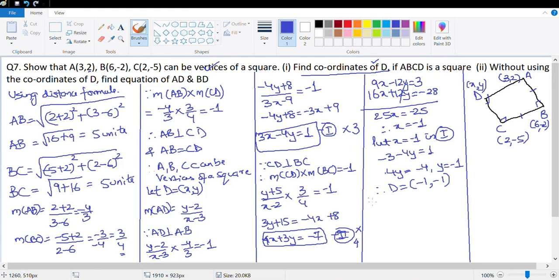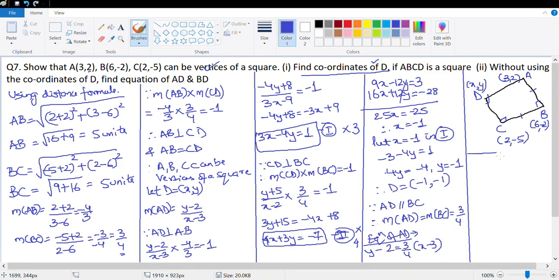So since AD is parallel to BC, since this is a square, opposite sides are parallel, therefore slope of AD will be equal to slope of BC, which is equal to 3 by 4. So equation of AD will be given by y minus y1, it's passing through A, which means y minus 2 is equal to 3 by 4 times x minus 3.